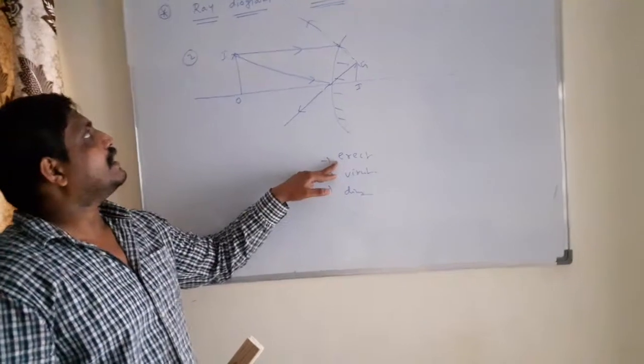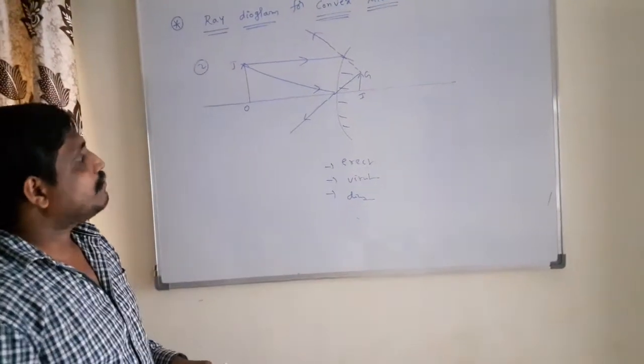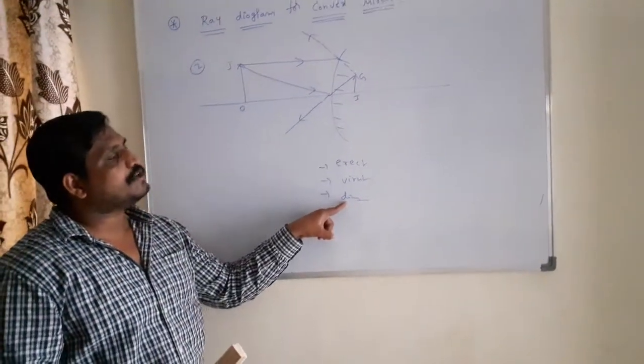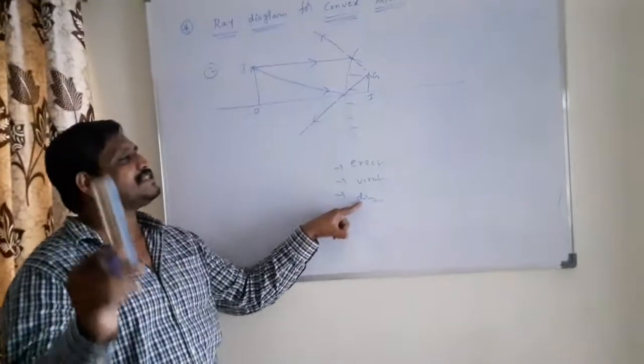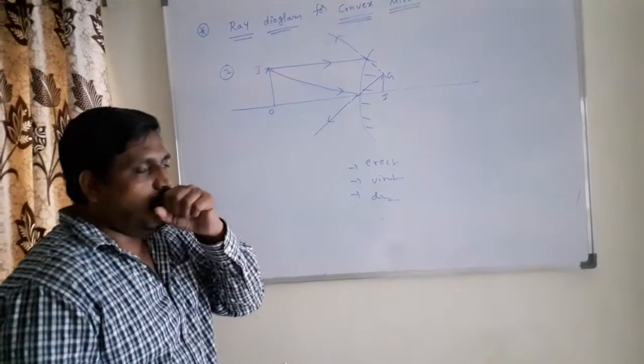This is an erected image. Nana, here diminished image, kabatti these mirrors are used as side mirrors of the car, nana.